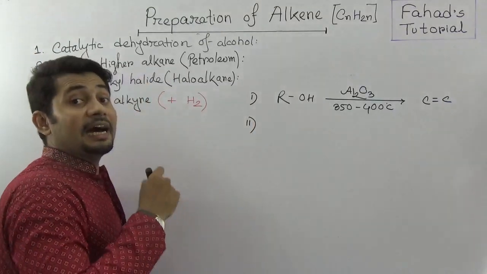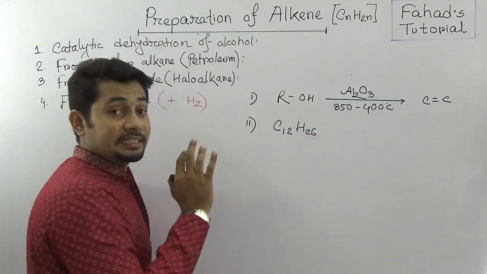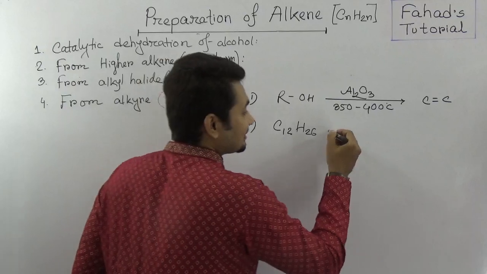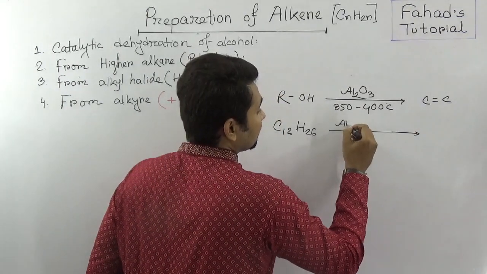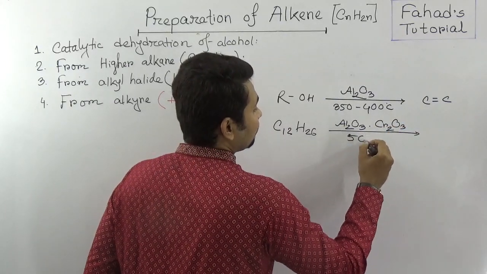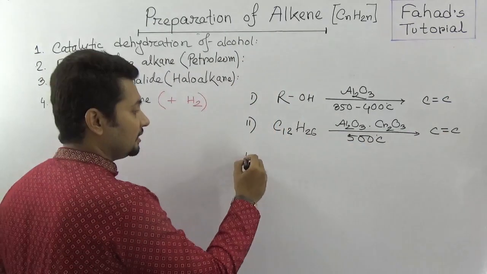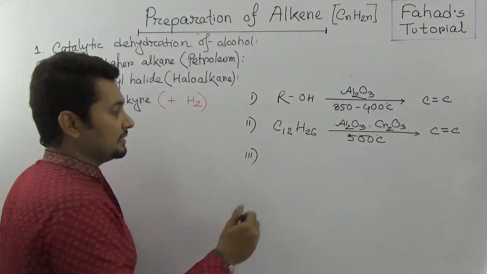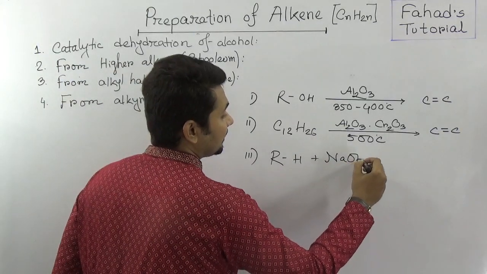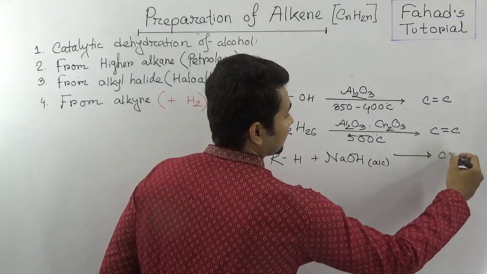Number 2, from higher alkane. We take C12H26, that is the higher alkane, dodecane. The catalyst is aluminium oxide with chromium oxide, and the temperature is 500 degrees Celsius. So also we will find alkene. In the third way, it is alkyl halide. When there is alkyl halide, that should be with sodium hydroxide, but that is alcoholic. Then also we can find alkene.